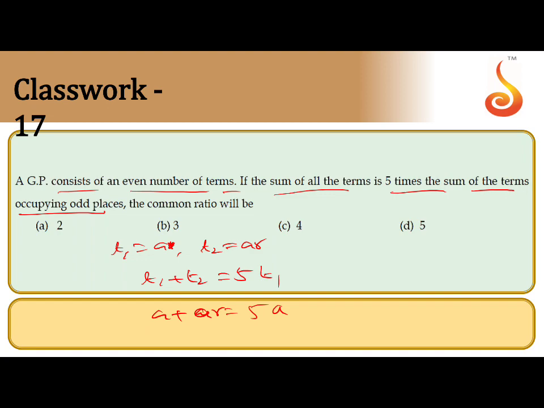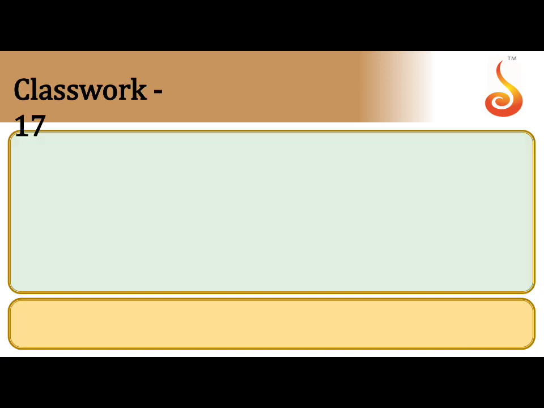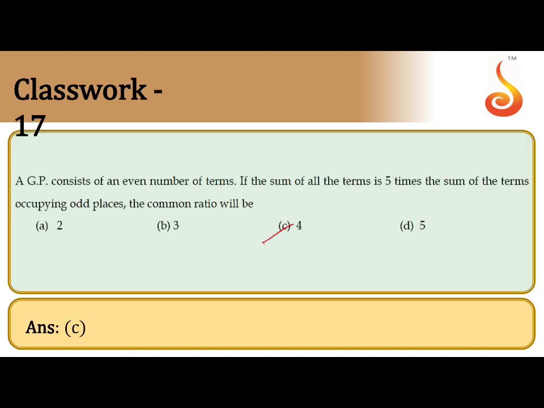So now you can take A to that side. AR equals 5A minus A, so AR equals 4A. Then R equals 4, A cancels on both sides. I hope this is clear. You can take any even number of terms. You can take 2 terms, 4 terms, or 6 terms. The R value remains the same, because in any GP, R is a unique value. I hope this is clear. Next question. Check the answer if you want. Option C.